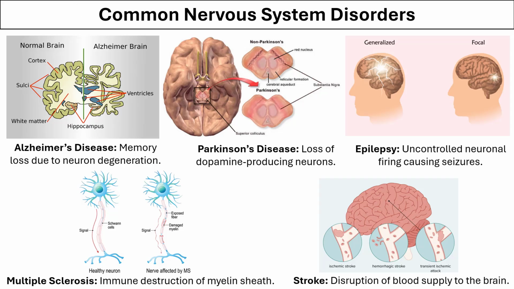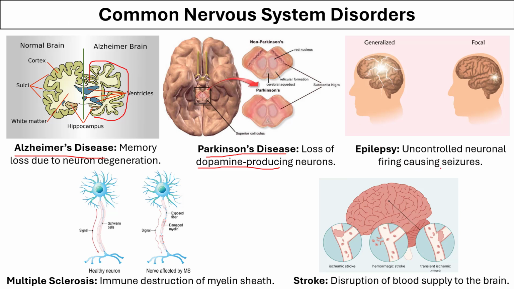There is a vast array of nervous system disorders, but some of the main ones are Alzheimer's disease, which is associated with loss of memories due to degradation of our neurons. As you can see, the shrinking of the brain is seen in Alzheimer's patients. Parkinson's disease is associated with loss of neurons that produce dopamine, so the body not only loses its pleasure and response system, but also the coordination of our voluntary movements.